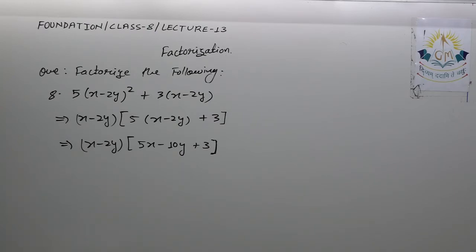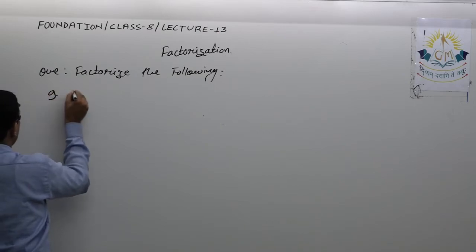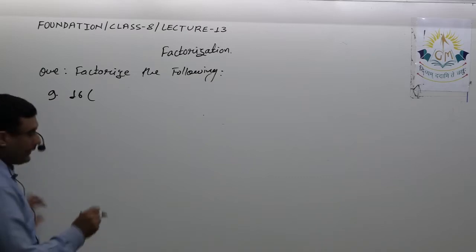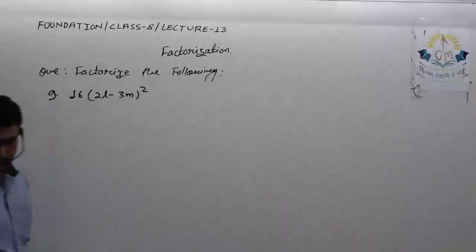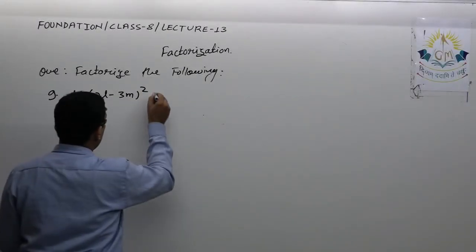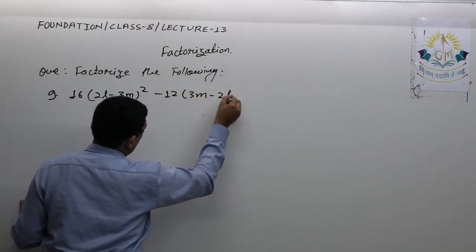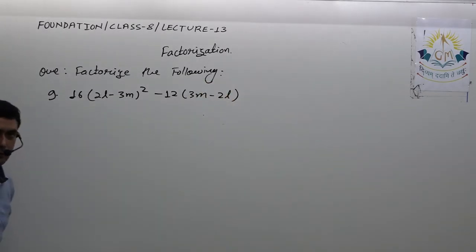Okay, now next question, question number 9. 16 times (2l minus 3m) whole square minus 12 times (3m minus 2l). Okay, so think for a while how we will start, then I will give you its solution.